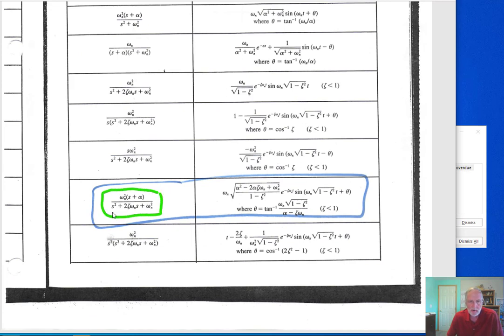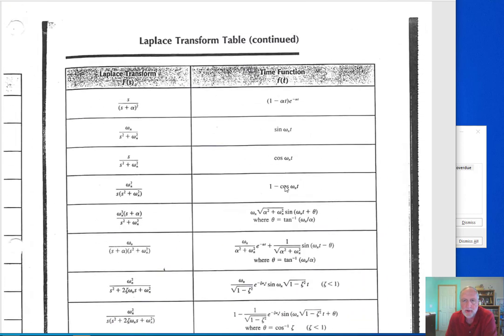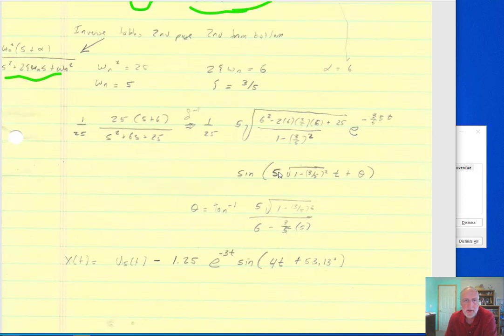And the way you match it is you say, okay, it's got a second order polynomial here, and it's got the s plus alpha here. And then here's what your inverse Laplace is right here. So you just figure out what alpha is and what zeta and omega is, and then you stick it in here and you're done. Nice, right? Takes a little bit of time.